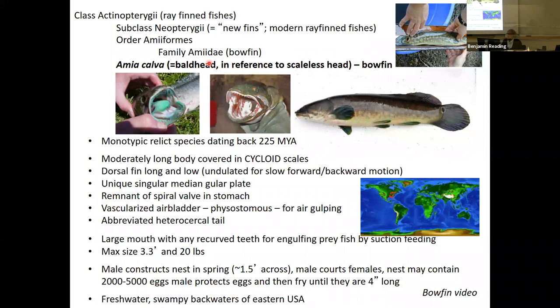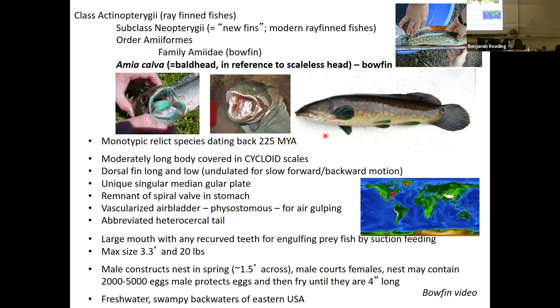Another relict species, family Amiidae, the bowfin, single species. It's what we call monotypic. One species, Amia calva, again, North America, primarily Mississippi River drainage and also some of the Great Lakes. Amia calva means the bald head. These things actually don't have scales on their head. And so this is the bowfin, Amia. Dates back, again, unchanged relatively 225 million years ago.